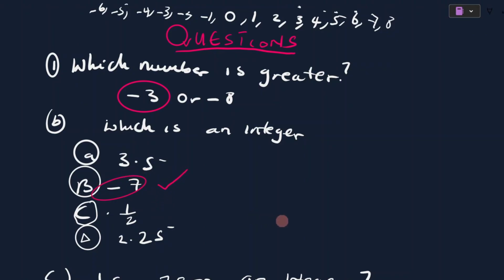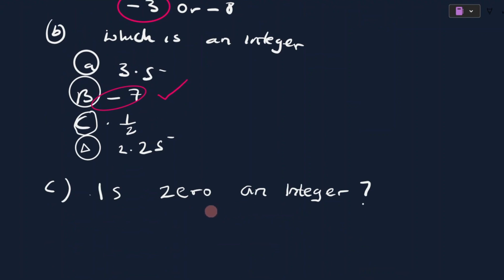So now, the third question says, is 0 an integer? Is it or is it not?